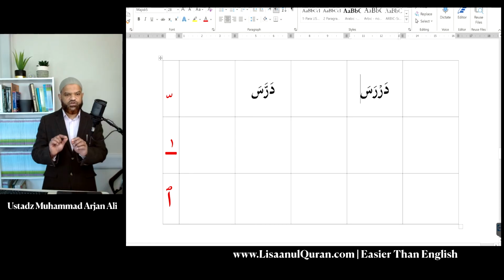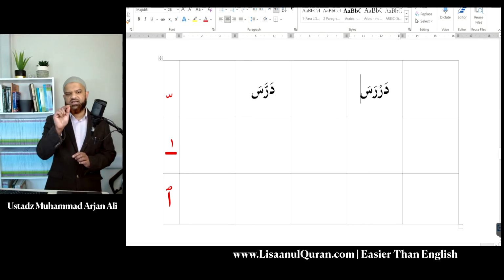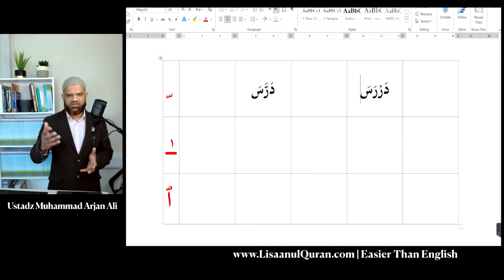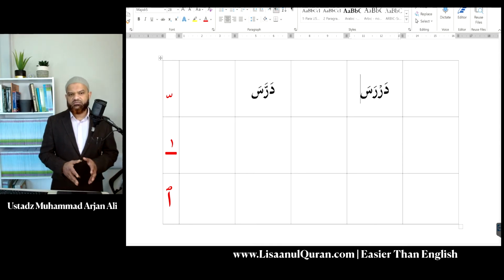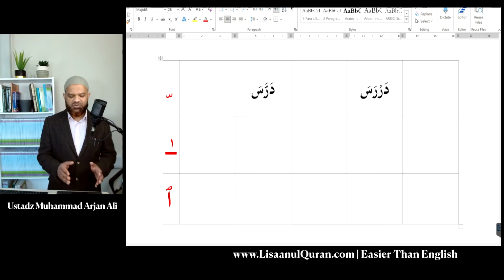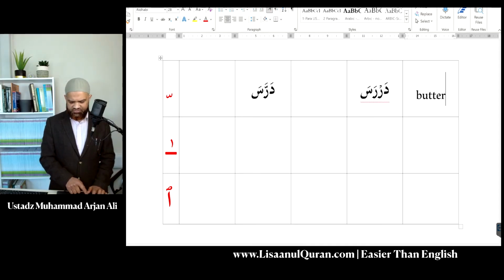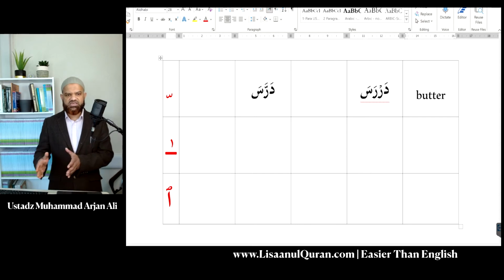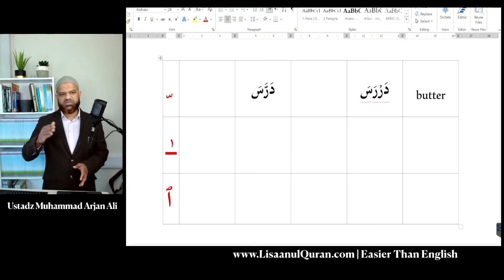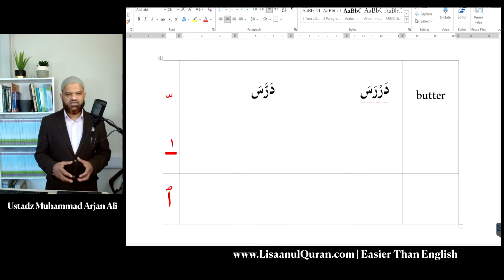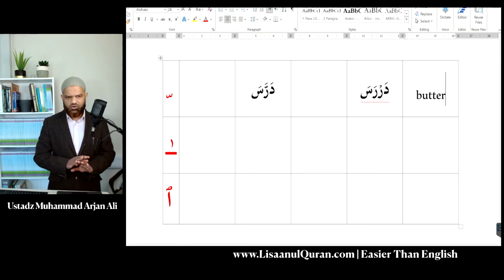Darrasa. So the first letter has a sukoon, the second letter has the symbol. It could be fatha, dhamma, or kasra, whichever one it is. But that is the shadda. Shadda is the doubling of the letter. And we have it in English where we actually write the letter. So you've got this type of sound, butter, B-U-T-T-E-R. Of course, in Arabic, I don't repeat the letter. So that's what darrasa does. And this is the shadda symbol, which is commonly used in Arabic script.